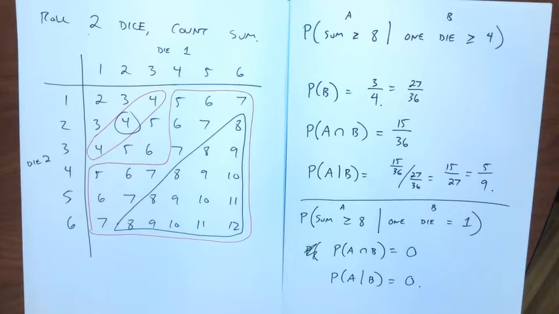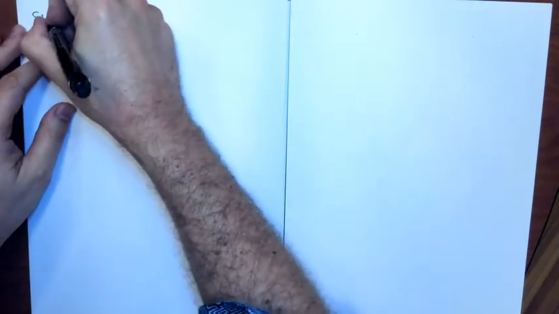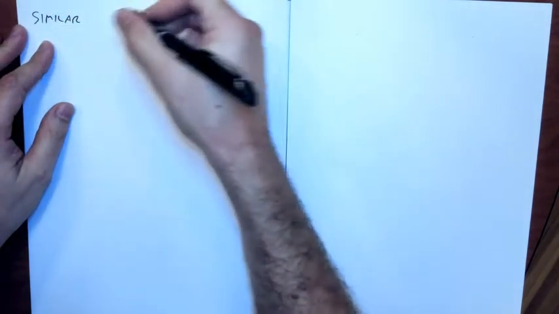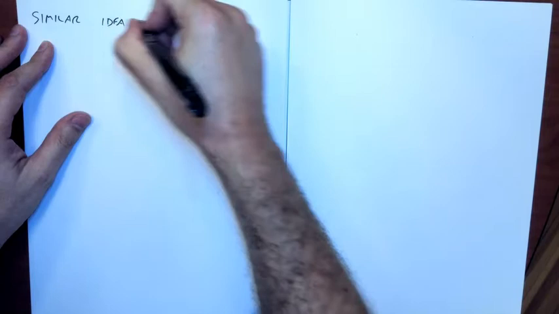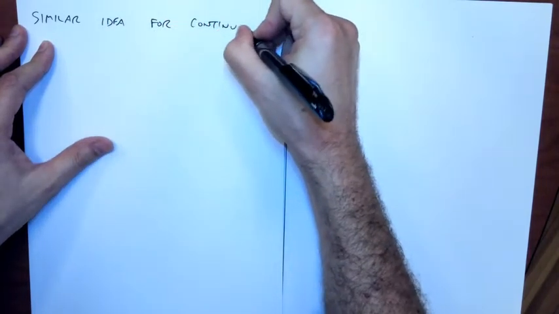Not too bad, right? So let's bring this into the world of continuous sample spaces. We haven't really talked much about this yet, but we're still going to use our geometry intuition: if I have this uniform distribution, I can make similar reasoning. So, a similar idea for continuous sample spaces.